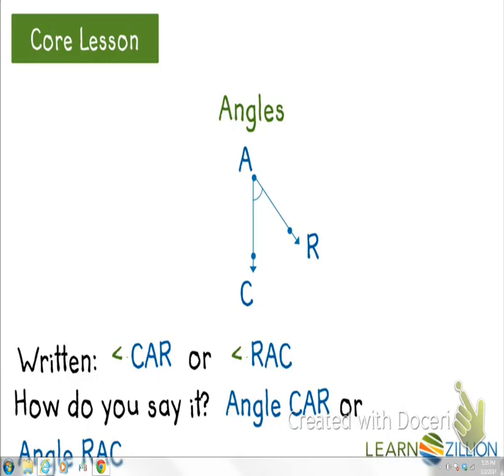Another way to name an angle is to use one letter, which is the vertex, and this only applies when there is only one angle within this vertex in a diagram. So this angle would be angle A.